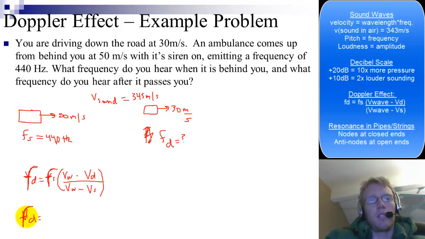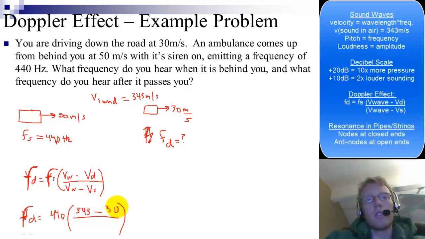I apologize. So the frequency detected is the frequency of the source, that's 440, times this conversion factor: the speed of the wave is 343, minus the velocity of the detector, that's 30, over 343, velocity of the wave, again, minus 50.